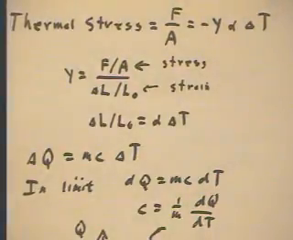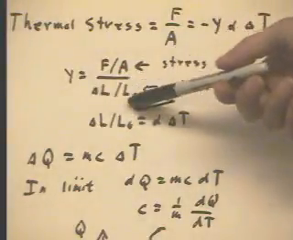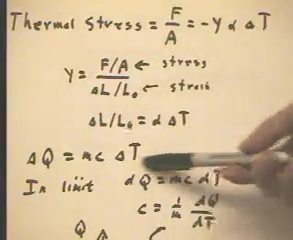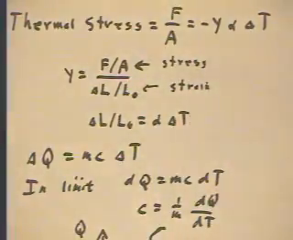And of course, the ratio of stress over strain is capital Y, which we call Young's modulus. Okay, Y is F over A, the stress, divided by delta L over L naught, the strain. Delta L over L naught, as we see from the definition of the coefficient of expansion, is just alpha delta T, and that's where we get this formula for thermal stress.